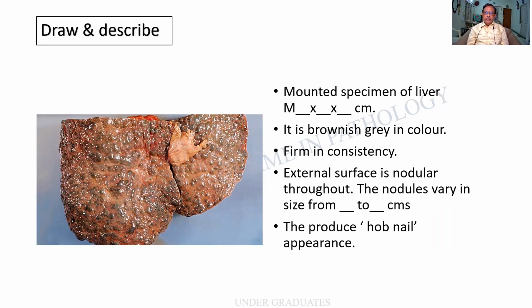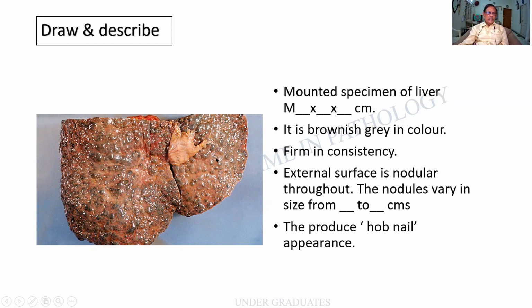Again, a description. It is a mounted specimen of the liver. Any medical college will have this. It measures dash into dash into dash centimeters. Any specimen, kindly measure it. Then the external surface is brownish gray in color. I always play with these colors. When I say brown, the examiner will ask why it is not gray. When I say gray, the other way around. Put it as brownish gray, you are safe.